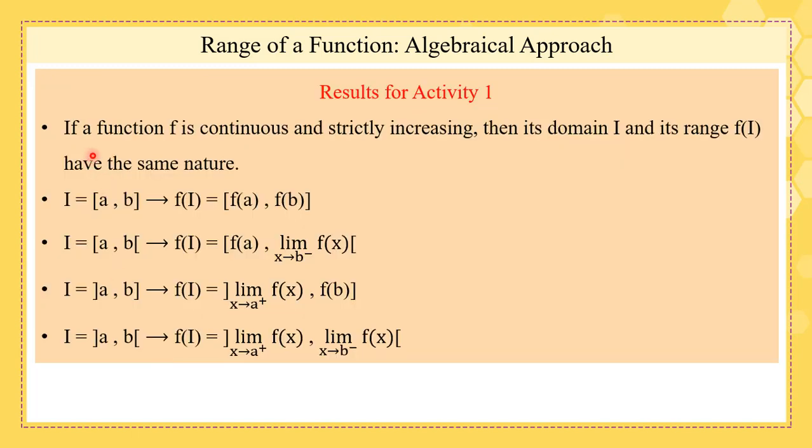Let's see. If a function f is continuous and strictly increasing, then first we can say that its domain and range have the same nature. If one of them is open, the other one would be open, and closed would give a closed interval, and semi would give a semi-interval. And in this case, if I, let's say, is the closed interval [a, b], f of I would be [f of a, f of b]. So in case we have a closed boundary, we just put an f here, whereas if we have an open boundary, we have to apply a limit. So closed, we apply an f, and open, we apply a limit.